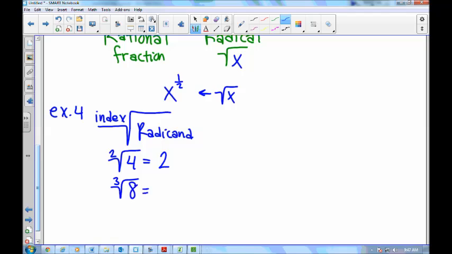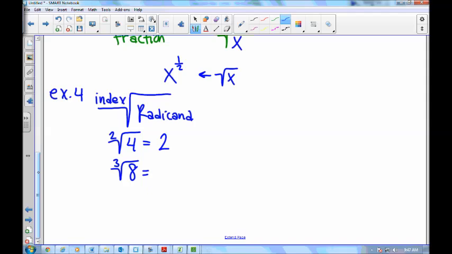Don't we usually use 3 for volume and we call it like feet cubed? Yeah. So the same word is used for cube root. What number times itself 3 times, and it has to be the same number. What number times itself 3 times is 8? 2. 2 times 2 is 4, times 2 is 8. Remember, these indexes are actually exponents. So this is the same as 4 to the 1/2 power. This is the same as 8 to the 1/3 power.